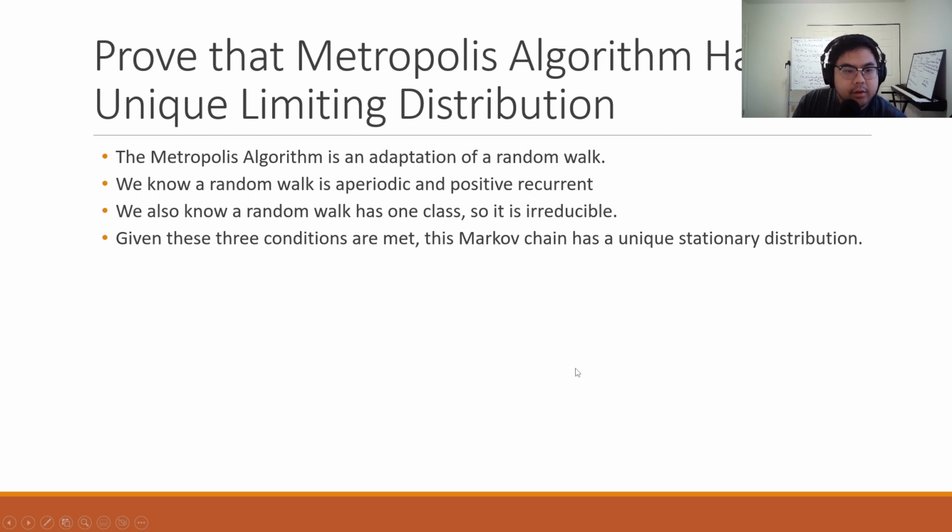So like I said earlier, we know that the random walk is aperiodic and positive recurrent, and this is specifically a symmetric random walk in which going right or left has a probability of 50%. The normal distribution is symmetric, so sampling from the right or the left is 50%. So it has one class, so it's irreducible. Given these three conditions, it has a unique stationary distribution. That's pretty important. That means if we find a stationary distribution, it is the only stationary distribution that there is.